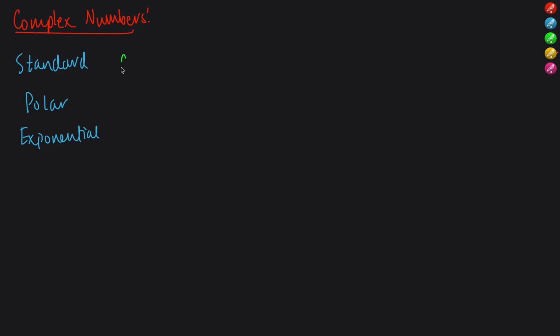So the standard form is what you're probably used to seeing, a plus bi. A complex number has a real part as well as an imaginary part. The real part has no imaginary number associated with it, and the imaginary part is scaled by an i. We always represent complex numbers on this plane, called the complex plane. Just like the xy plane, where we have x and y, with complex numbers we have the real axis here and the imaginary axis here.